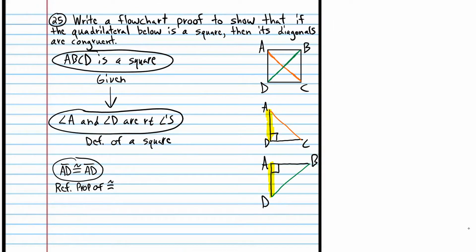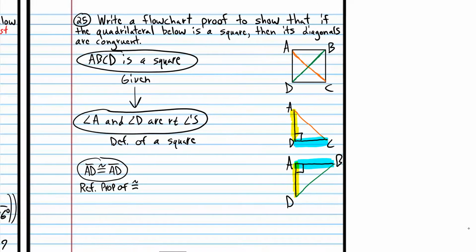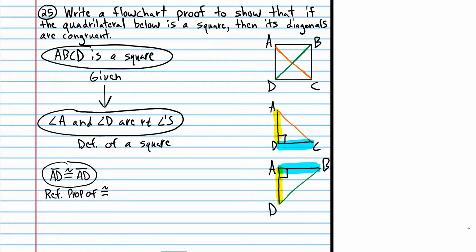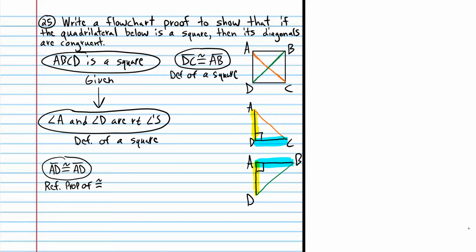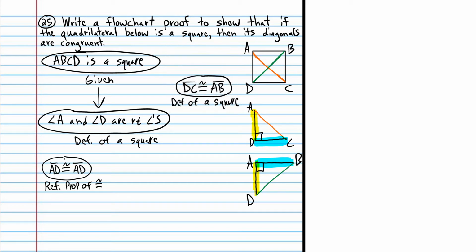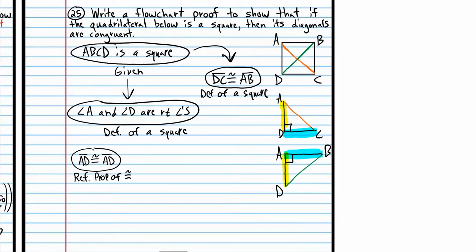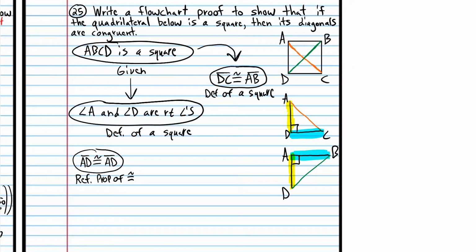And we can also say that DC is congruent to AB by the definition of a square, because all the sides of a square are congruent. So we know that segment DC is congruent to segment AB by the definition of a square. And so that follows. I need to write that below this first bubble, because that follows from that given information that we know it's a square, and the definition of a square tells us both of these green pieces of information here.